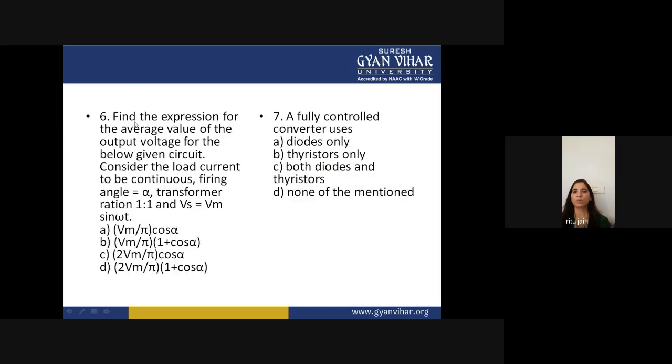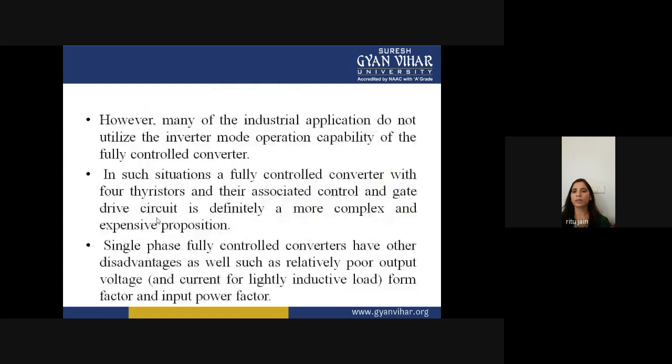Now, the next question is: find the expression for the average value of the output voltage for the below given circuit. Consider the load current to be continuous. Firing angle is alpha, transformer ratio is 1:1 and Vs is equal to Vm sine omega t. So you have seen from the equation the output voltage for the below circuit, considering the load current to be continuous and firing angle alpha. The average value of output voltage we have already discussed.